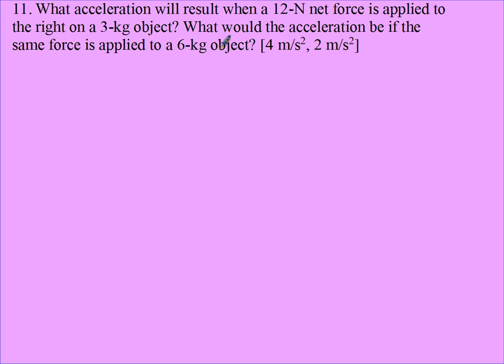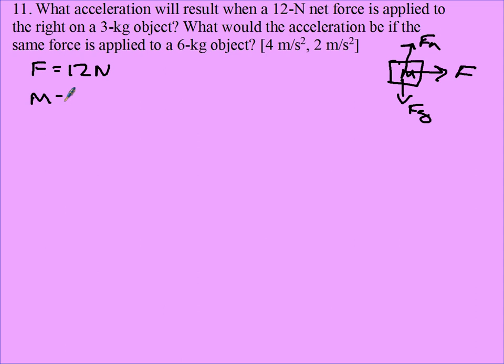Now for fun problems. What acceleration will result when a 12 Newton force is applied to the right on a 3 kilogram object? All right. So let's look at my free body diagram here. I have a mass. I have Fg going down. I have Fn going up. And I'm applying a force to the right. I know my force is 12 newtons. And I know the mass is 3 kilograms. These are your givens. Go on and write them down. And we're looking for the acceleration. So my unknown is acceleration.